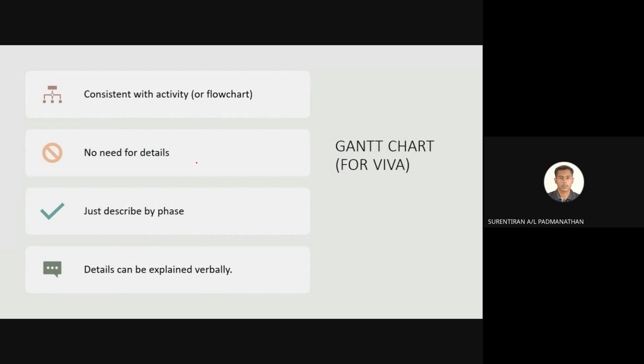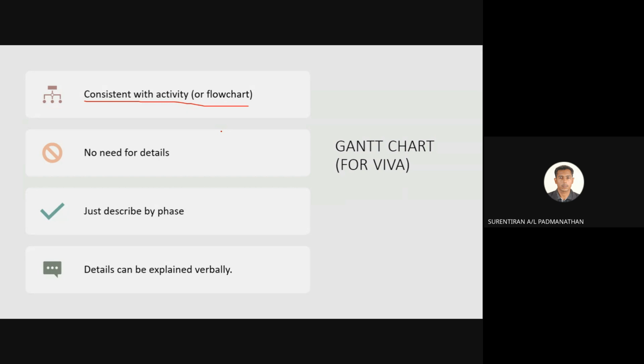You'll also have a Gantt chart, right? The Gantt chart is for you to make sure of the flow of your project. You want to achieve milestones, consistent with your activity or flowchart. You have to make sure the flowchart and your Gantt chart actually tally. It doesn't mean that in the flowchart you show different things and in the Gantt chart you mention different things. It cannot be like that.